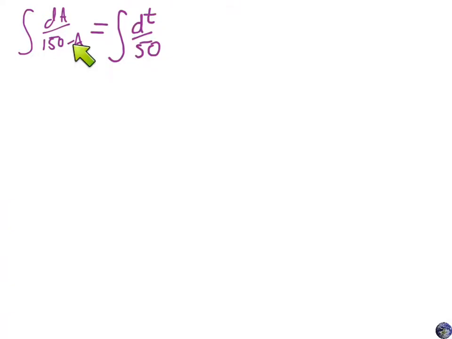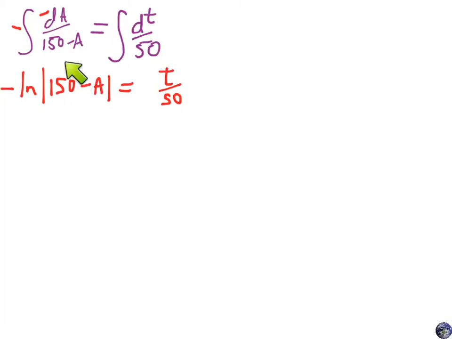So we think to ourselves, alright, the derivative of the bottom, the derivative of 150 minus A, would just be negative 1. So we just kind of wish that, hey, if there was a negative sign on the top and the bottom there, so I'll just pull that negative sign out, then it would work out perfectly. So we still have this negative sign on the outside of the integral, and the inside just becomes the natural log of the absolute value of the bottom, which is 150 minus A. And then that's equal to, well, here this is just the integral of 1/50th dt, so it's just t over 50. Now don't forget, there's a plus C over here.